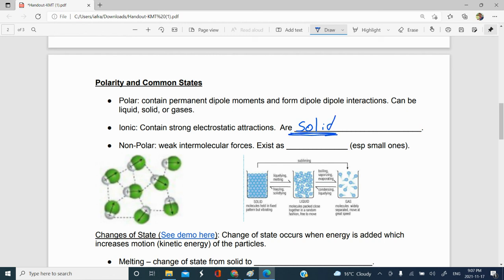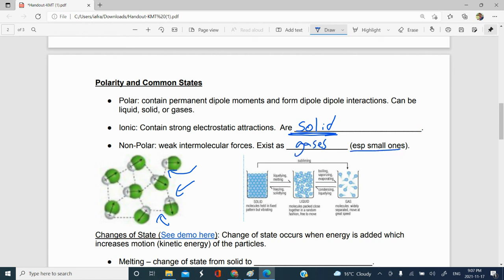You can melt them by adding energy, of course, but they're typically solid at room temperature. Nonpolar substances have very, very weak intermolecular forces. Remember, usually the LDF. And so since they have very weak intermolecular forces, it's very easy to split the particles apart and to separate them. And so you could have them exist as gases, especially the very small ones.